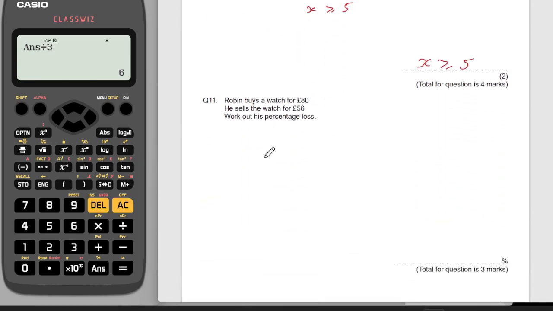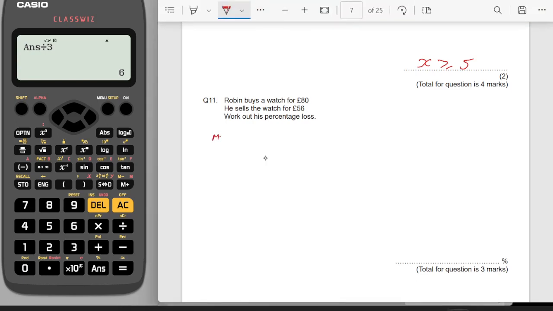Okay, for question 11. So Robin buys a watch for £80. He sells the watch for £56. Work out his percentage loss. I'm going to do this 2 ways, just because it's a good excuse to use something on a calculator that I'll show you. I'll show you the standard way first of all though.